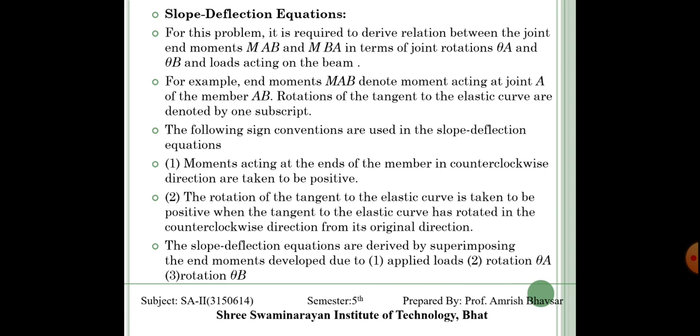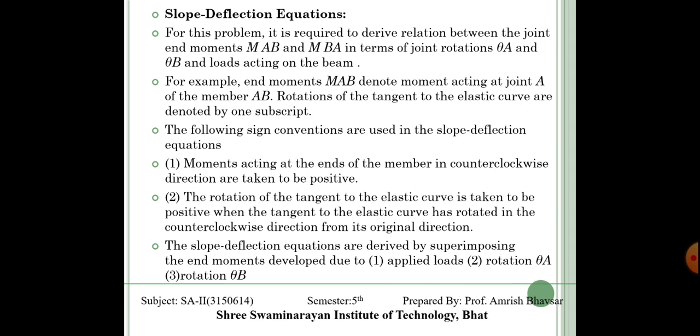For example, end moment AB denotes the moment acting at joint A of member AB. Rotation of the tangent to the elastic curve is denoted by the one subscript. The following sign convention is used in the slope deflection method. It is most important. We must follow this sign convention. First, moments acting at the ends of the member in the counterclockwise direction are taken to be positive. The rotation of the tangent to the elastic curve is taken as positive when the tangent of the elastic curve has rotation in the counterclockwise direction from its original direction.